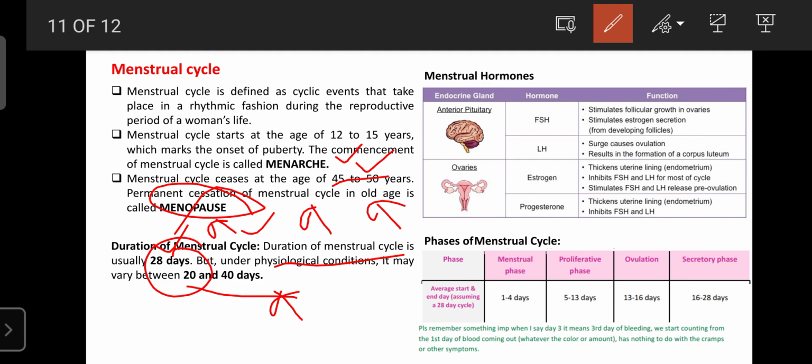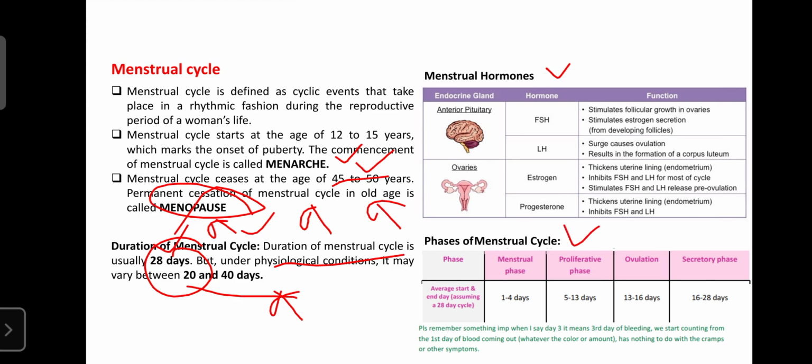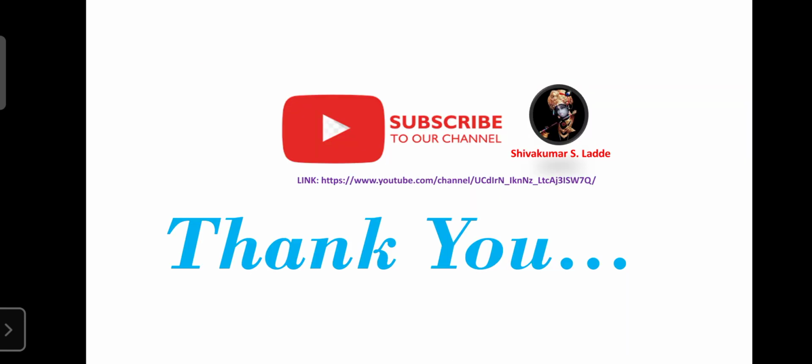These are the hormones that influence the menstrual cycle: FSH, LH, estrogen, and progesterone. Their role we already discussed in the respective reproductive cycle phases. Then the phases of the menstrual cycle are the menstrual phase, proliferative phase, ovulation, and secretory phase. These phases are considered as the changes in the uterus. These are the menstrual cycle phases. The remaining we will be discussing next.